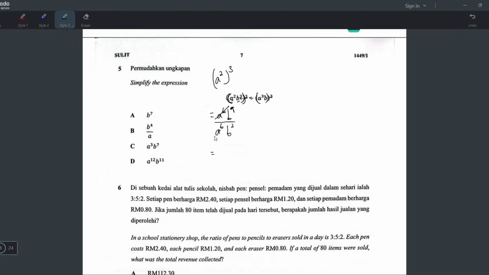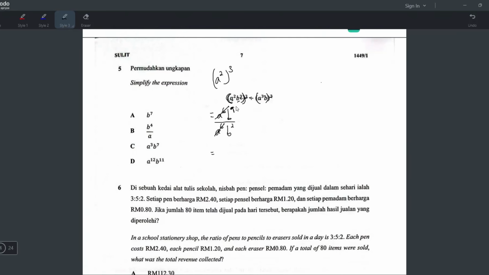So A power 6 divide A power 6 will give you 1. Because when same base bahagi, the power you kena minus. So it becomes A power 6 minus 6, so it becomes A power 0. But A power 0 is 1. That's why the 1 kita tak tulis lah.